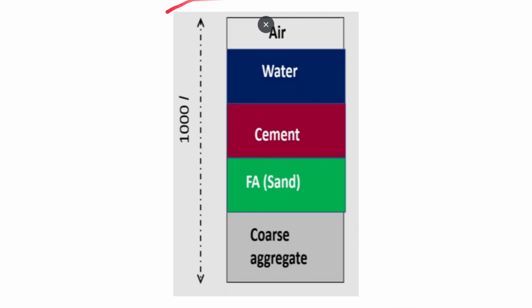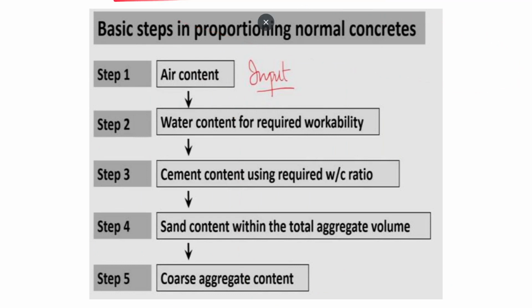Using that relationship we find the air, water, cement, fine aggregate, and coarse aggregate for 1 meter cube of concrete, or 1000 liters of concrete. If we fine tune even further, we get the 5 basic steps in normal concrete proportioning: air content, water content for required workability, cement content, sand content, and coarse aggregate content. Step by step we can find every parameter required for the mix.